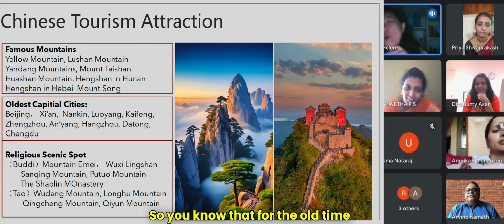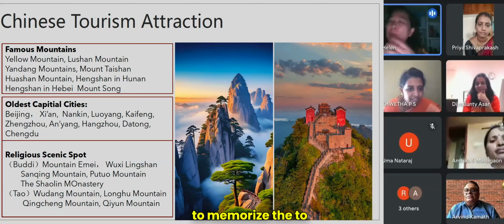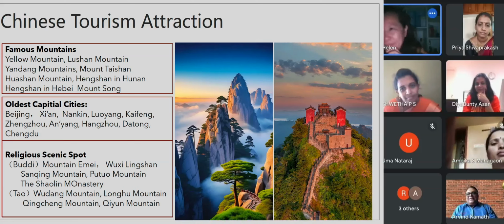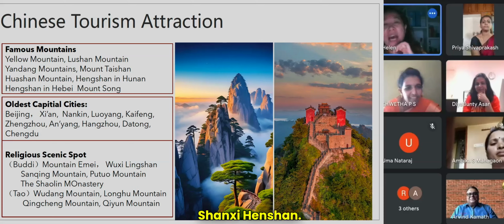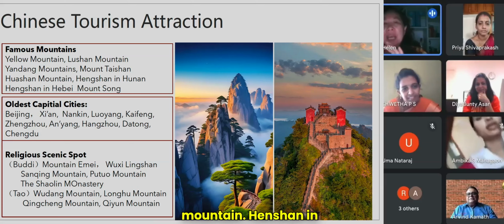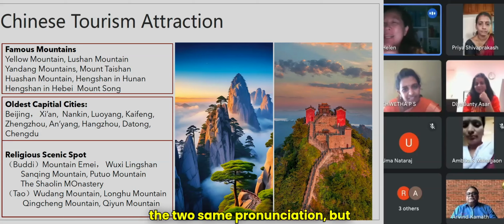So in old times, many emperors went to Mount Taishan to pray, to bless, for luck. That's the Taishan. And Huashan, Huashan is in Shanxi. Hengshan, so two Hengshan, that's a different mountain. Hengshan in Hunan and the Hengshan in Hebei, the two have the same pronunciation, but are different mountains.